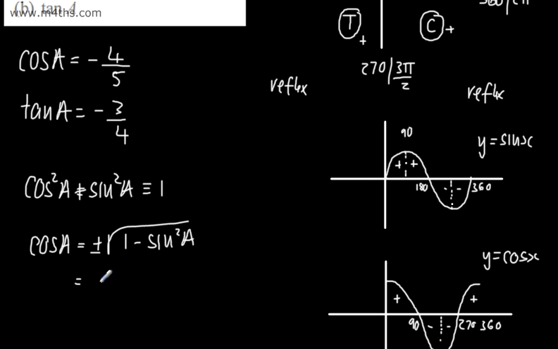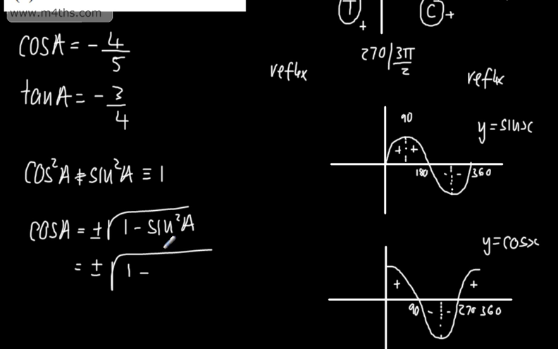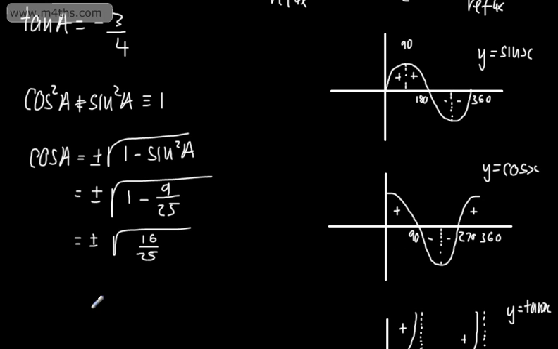So if we wanted cos A, what we could have done is the square root of 1 minus sine squared A, which gives me 9 over 25. We can see that this gives us plus or minus the square root of 1 minus 9/25, which is 16/25, and that gives us plus or minus 4 over 5.